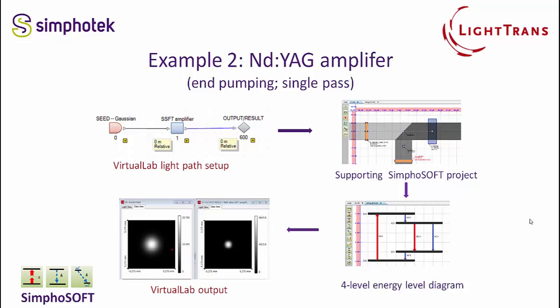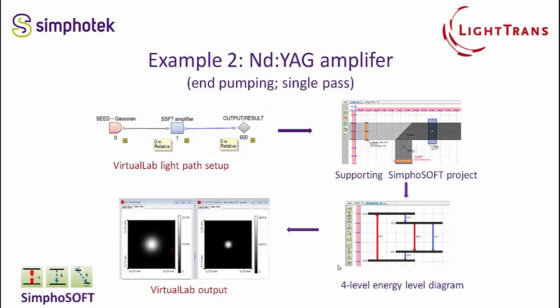Note that VirtualLab light path can only have one light source. In this case it's going to be the seed source. But for the amplifier you really need two light sources, a seed and a pump. That can be done in SimphoSOFT. So the pump beam is going to be included in the SimphoSOFT amplifier section of this project.